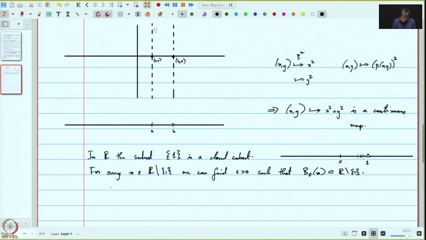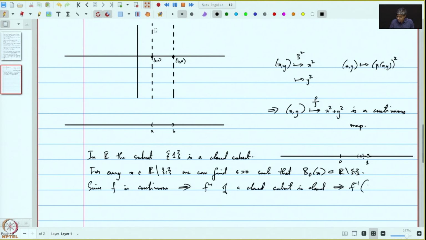So this in turn implies, so let's give this function the name f. So since f is continuous, this implies that f inverse of a closed subset is closed. So let me just write that. f inverse of a closed subset is closed, which implies that f inverse of this singleton 1 is closed.